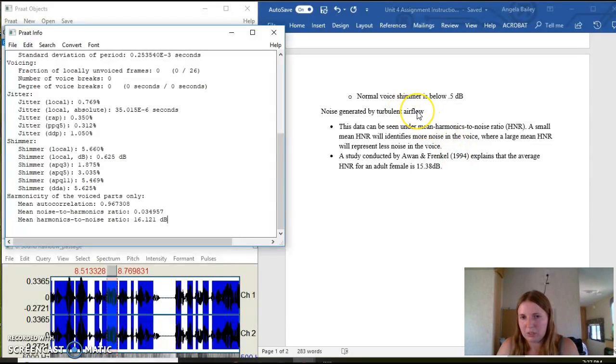when it comes to this turbulent airflow. So a small mean HNR will identify more noise in the voice. So this will identify if your voice is raspy or hoarse.